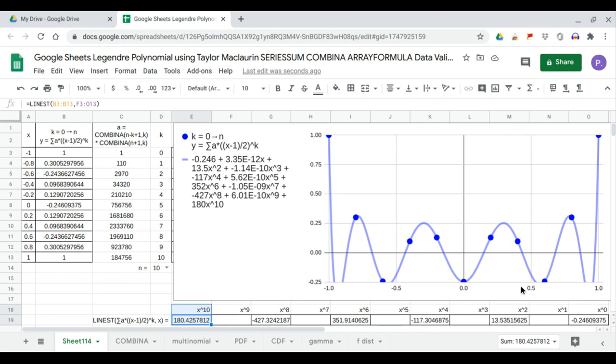This completes the use of Taylor Maclaurin SERIESSUM to generate the expansion of Legendre polynomial and the LINEST polynomial regression to generate the trend line of the Legendre polynomial.